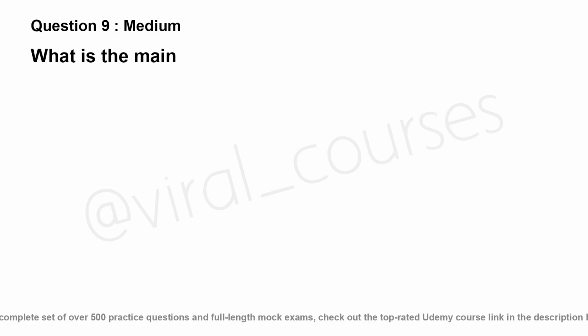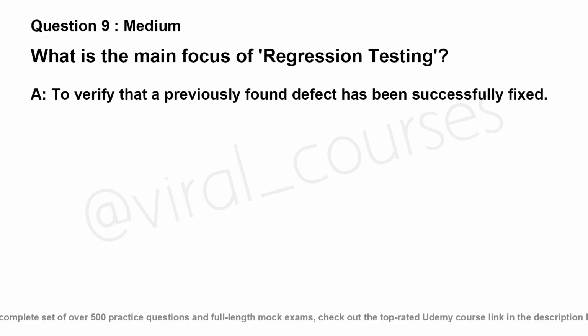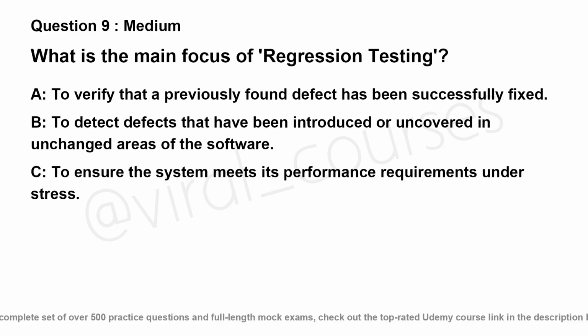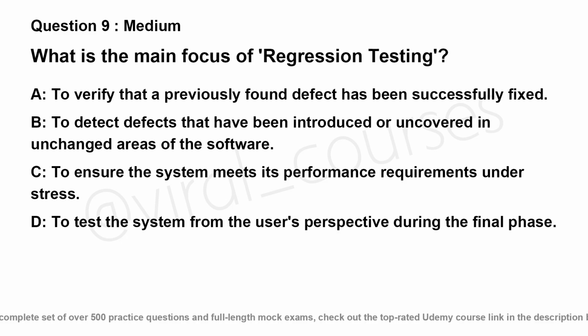What is the main focus of regression testing? Option A. To verify that a previously found defect has been successfully fixed. Option B. To detect defects that have been introduced or uncovered in unchanged areas of the software. Option C. To ensure the system meets its performance requirements under stress. Option D. To test the system from the user's perspective during the final phase.